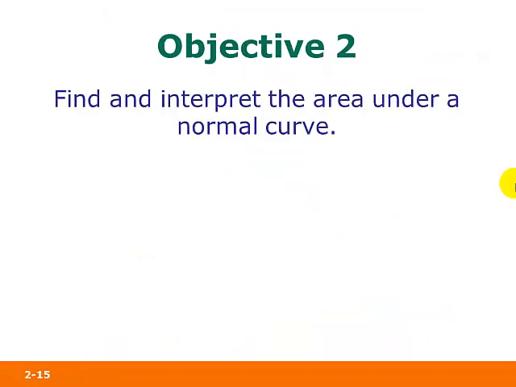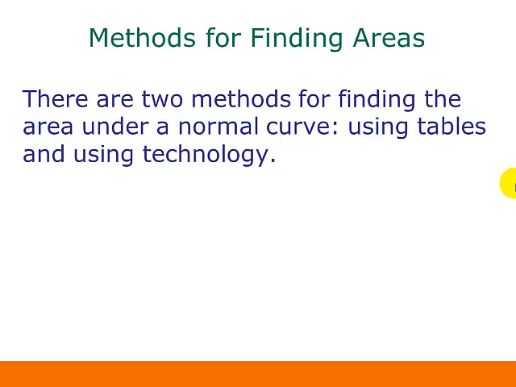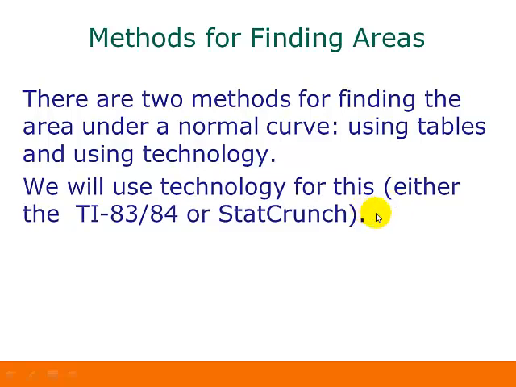Our second objective is to find and interpret the area under a normal curve. So there are two methods for finding the area under a normal curve. One is using tables, and the other is using technology. Using tables is the old-fashioned, sort of old-school way to do it. And again, if you're using statistics in the real world, you would be using technology. So that's what we're going to do in this class. We are going to use either your graphing calculator or StatCrunch. And in this video, I'll be showing you how to use your TI-83 or 84.